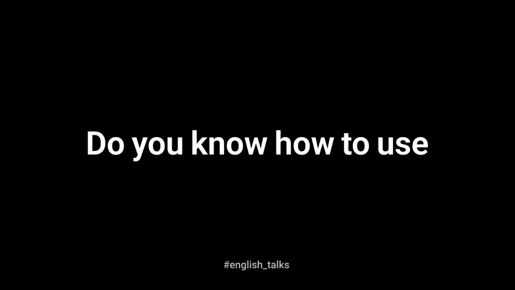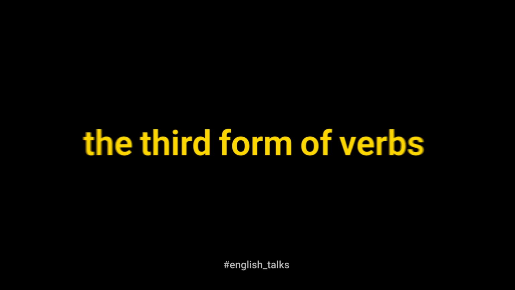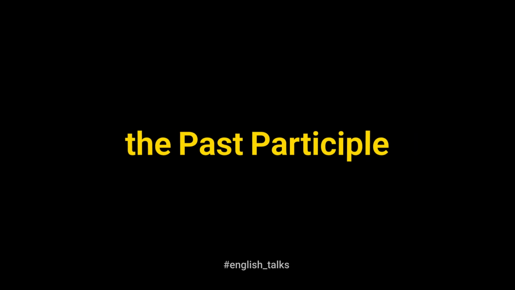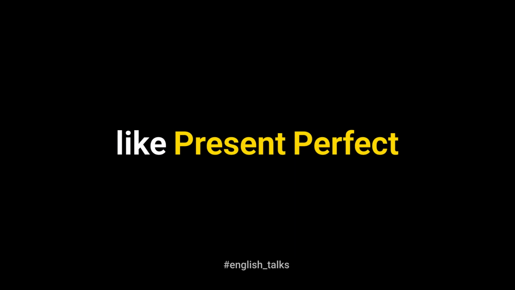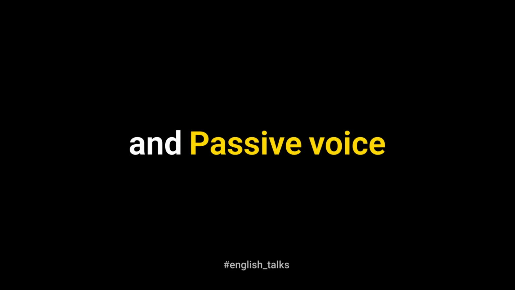Do you know how to use the third form of verbs in English? It is called the past participle and it's used in many tenses like present perfect, past perfect, and passive voice.